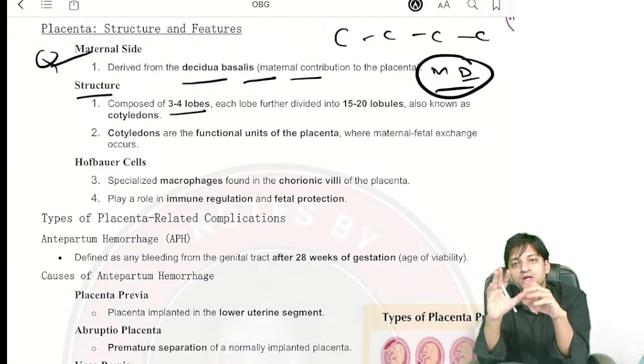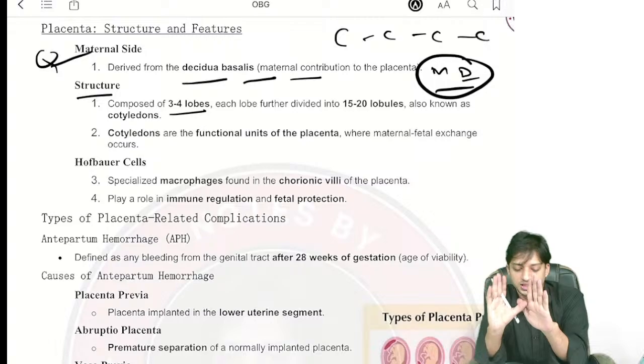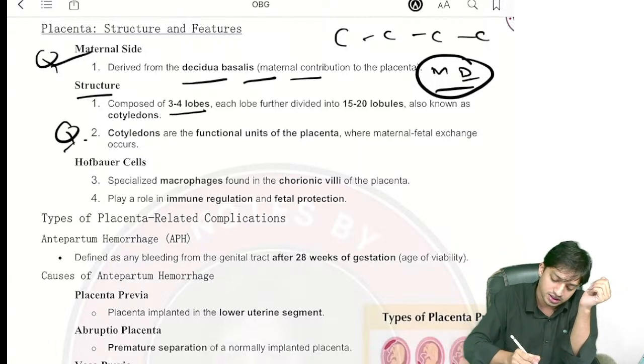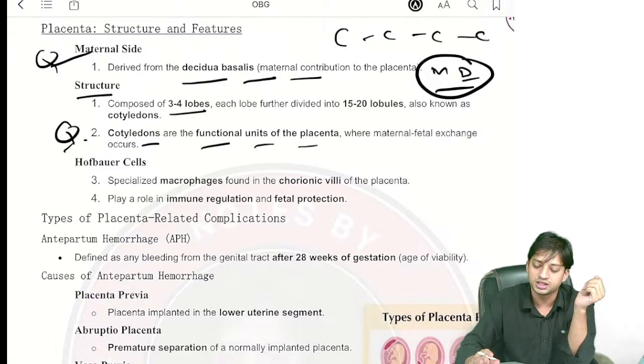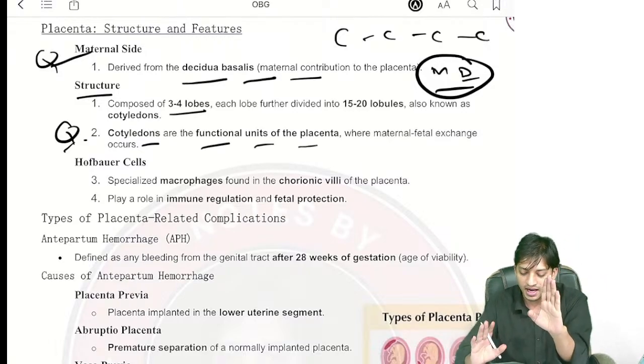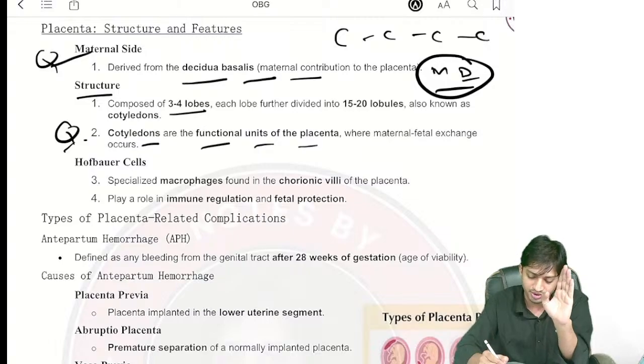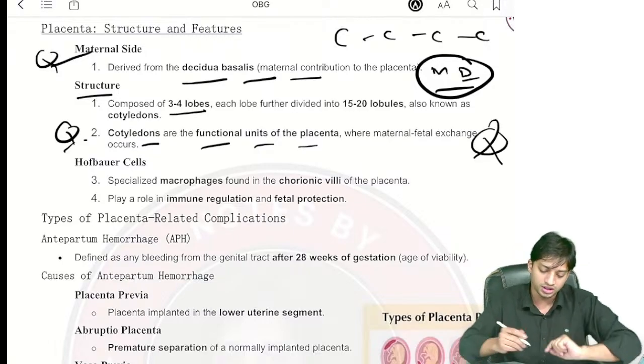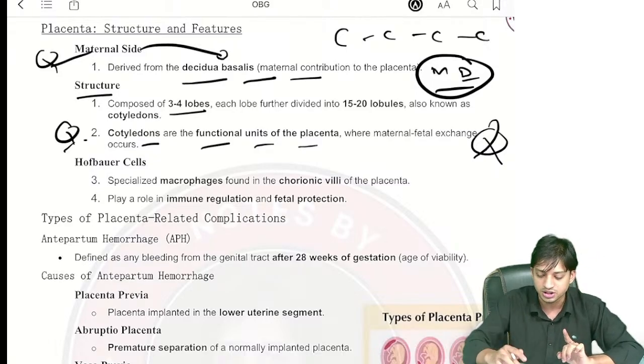Now, cotyledons are actually the functional unit of placenta. The most detailed question they can ask you about this is that cotyledons are the functional unit of placenta, where maternal-fetal exchange takes place. This is not frequently asked in FMG exams. For your exam level, only this question: the maternal placenta is derived from decidua basalis.